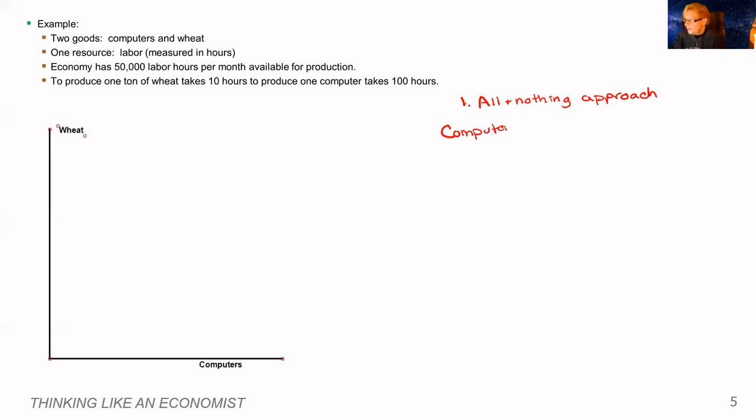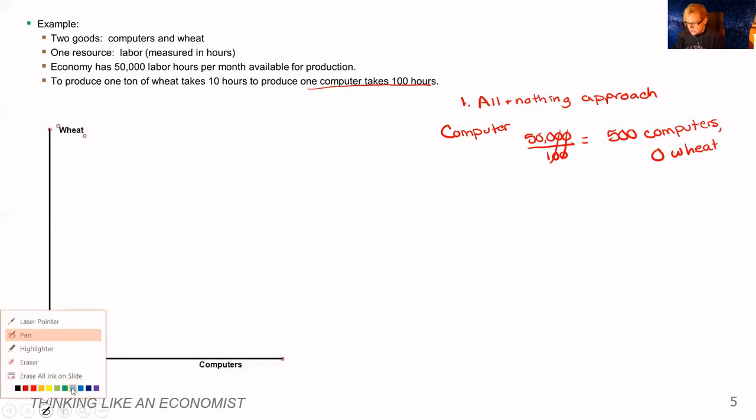Okay, so if I produce just computers, I have 50,000 labor hours available to me. It takes, reading the problem, 100 hours to produce a computer. So if I divide that by 100, I can just cancel my zeros, and I end up with 500 computers and no wheat. Okay, so that's an all or nothing approach. I'm just doing computers at this point.